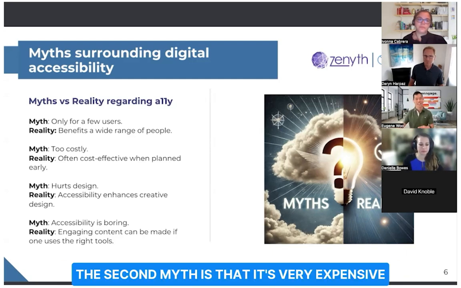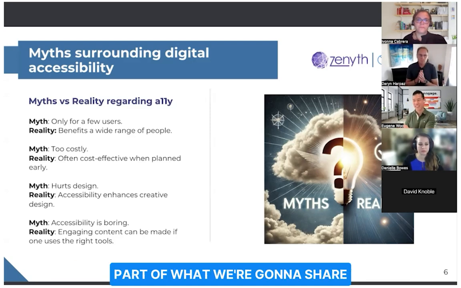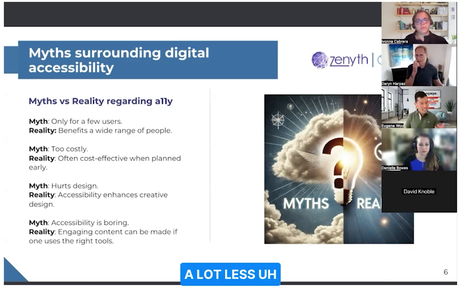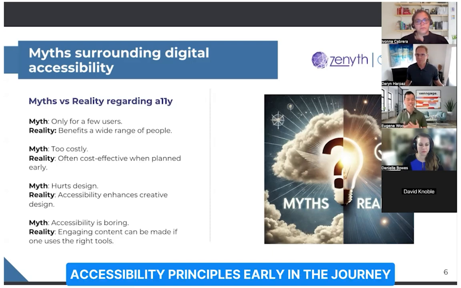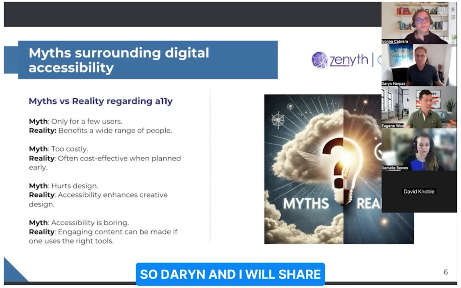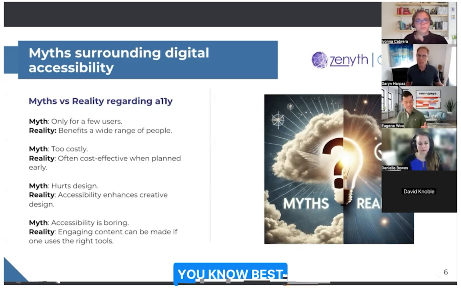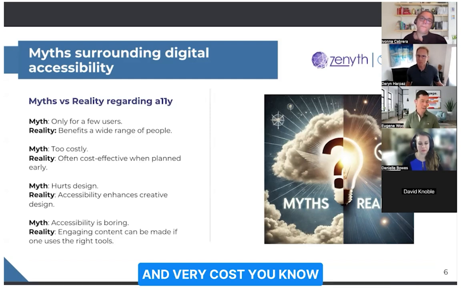The second myth is that it's very expensive, very, very costly. And I would say here that part of what we're going to share is how you can actually make this cost a lot less. And it is by shifting left. It is by adopting accessibility principles early in the journey. So Daryn and I will share a lot of practices and a lot of best tips on how you can make this not costly and very cheap.